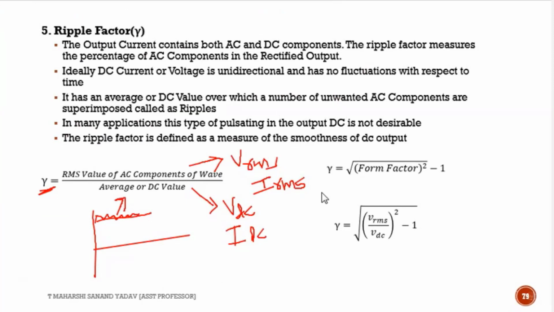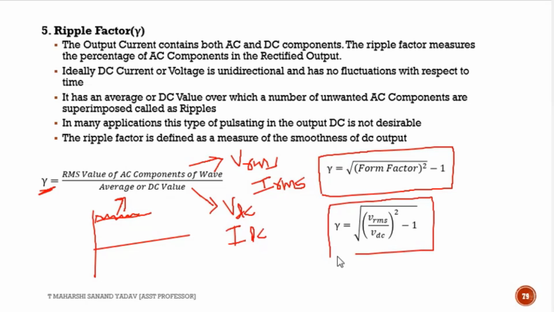So there are three definitions for it. You can also consider it as form factor square minus 1. We shall discuss form factor in the next slides, or else you can directly substitute the values. It is simply (VRMS by VDC) whole square minus 1. Actually, this is the formula for form factor. So till now, you remember only this point, that is enough. Ripple factor is the RMS value of the AC component of the wave divided by the average or DC value. So I hope you are familiar with the ripple term.